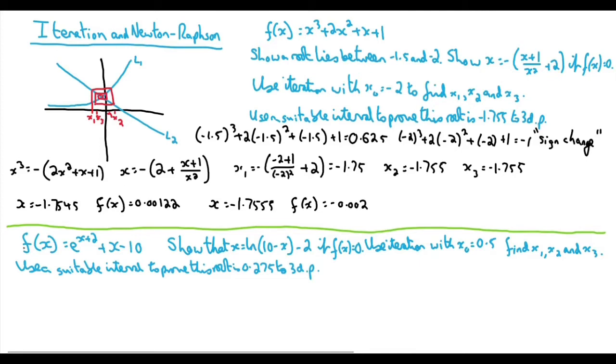So here instead, we have f of x equals e to the x plus 2 plus x minus 10. So show that x equals ln of 10 minus x minus 2 if f(x) is equal to 0. Then use iteration with x0 being 0.5, find x1, x2 and x3. Then wrap up by using a suitable interval to prove that the root is 0.275 to 3 decimal places.